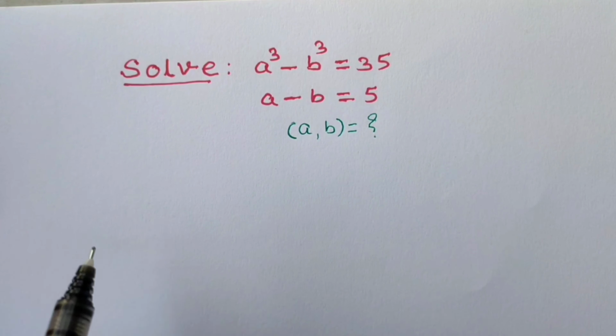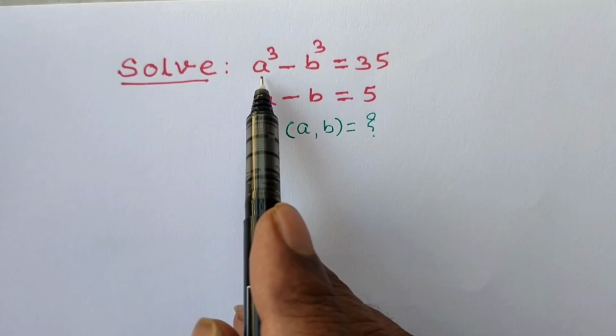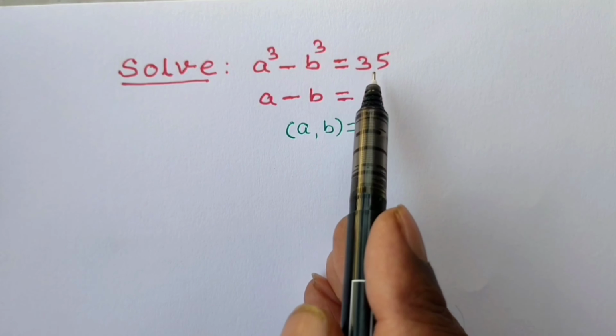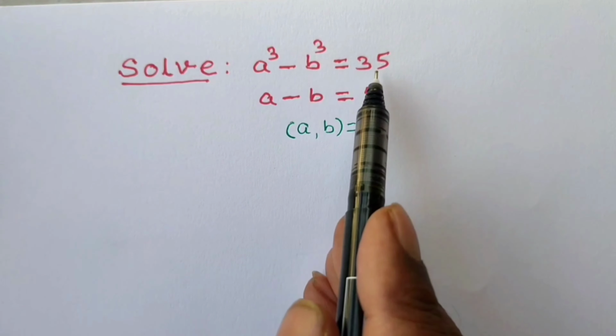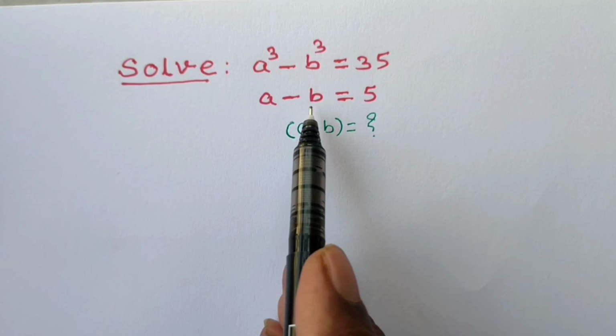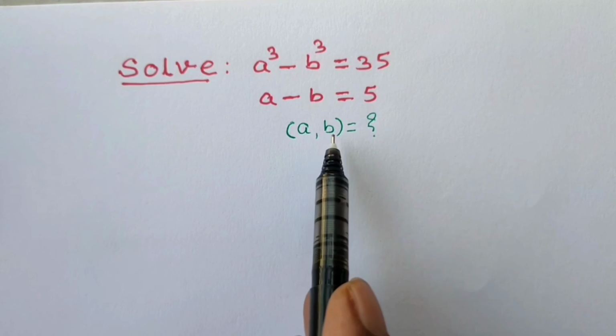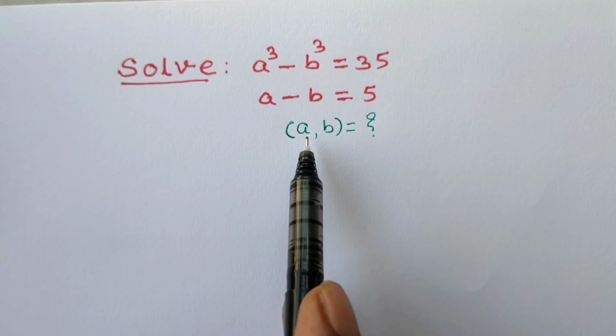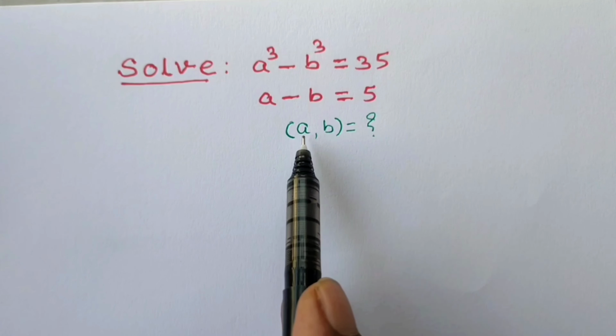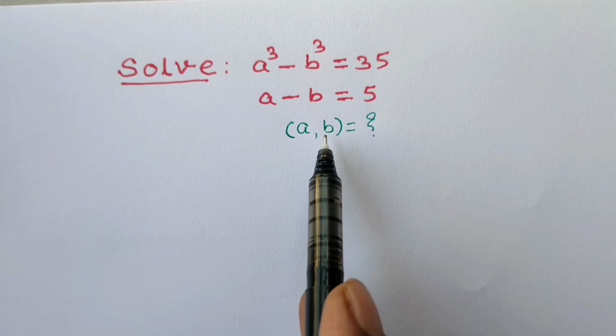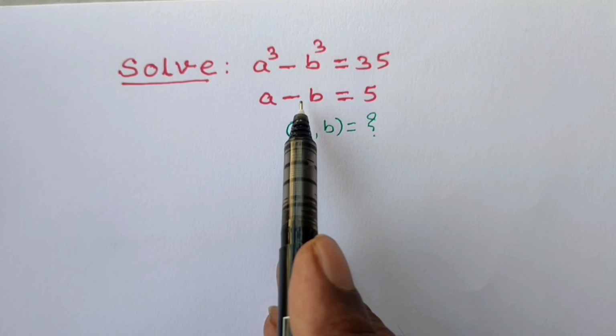Hello everyone. Let us solve this sum. a cube minus b cube is equal to 35. This is a cubic equation. And a minus b is equal to 5. This is a linear equation in a and b. We have to find the values of constants a and b such that these two equations will be satisfied.